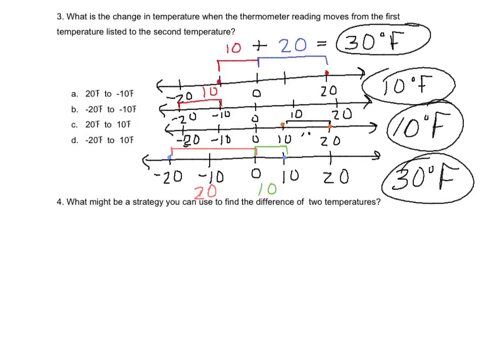All right, the last question is more of a thinker question, where what might be a strategy that you can use to find the differences of 2 different numbers. One of them that we have used in these notes is the number line. But is there a different strategy that you can think of that might be helpful? If so, bring that and we'll discuss it in class.